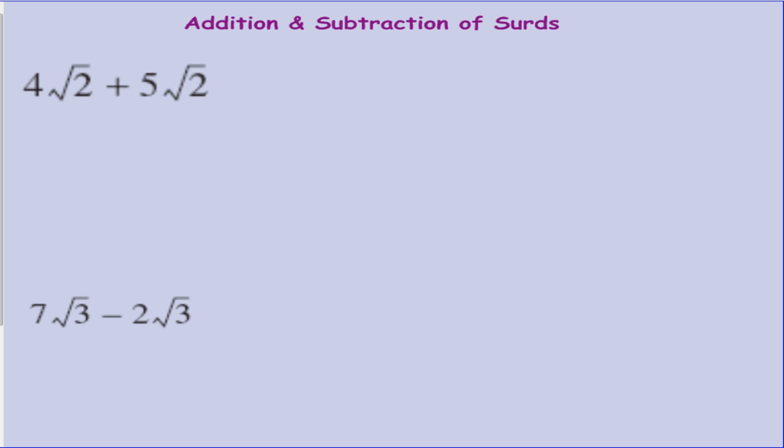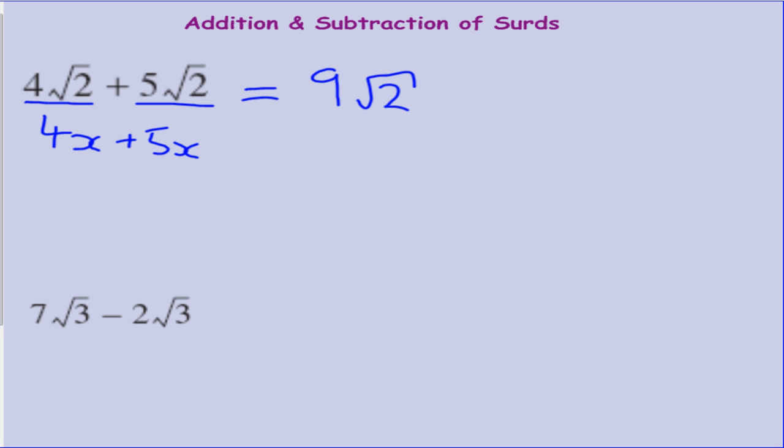Here we have 4 square roots of 2, and we have another 5 square roots of 2. So if it makes it easier, and I'll do this as a side example, but you don't have to use this when you're doing it, I'm going to say that I've got 4 x's plus another 5 x's. And I'm saying the square root of 2 is x. So I know that if I've got 4 of somethings plus another 5 somethings, I've got 9 of whatever those somethings are. And in our case, that's the square root of 2.